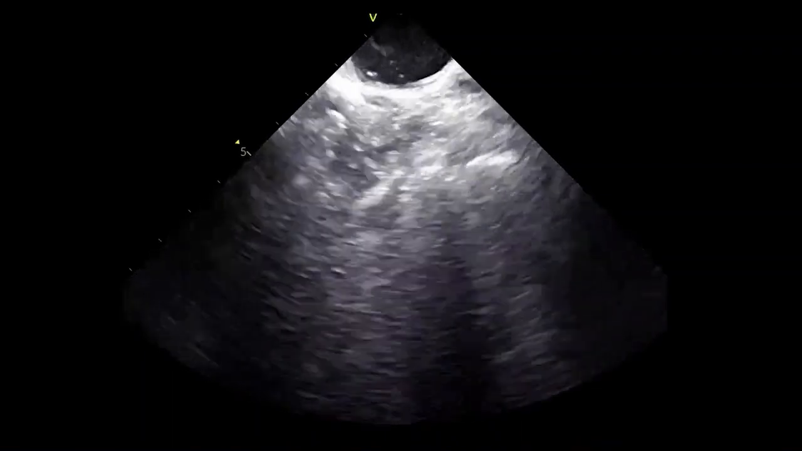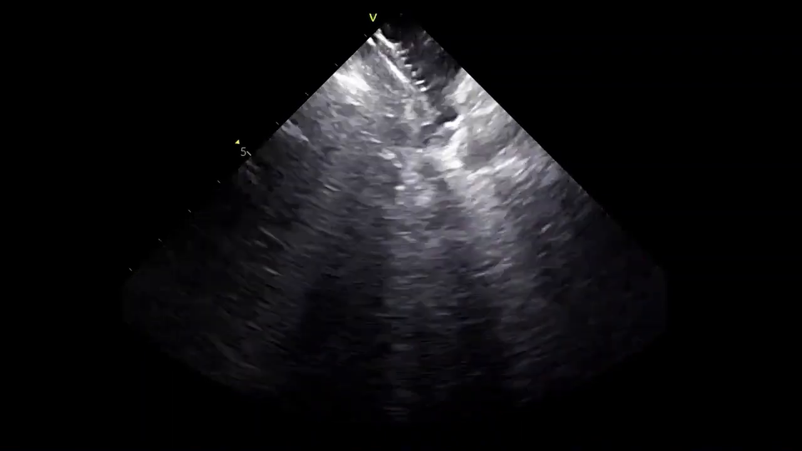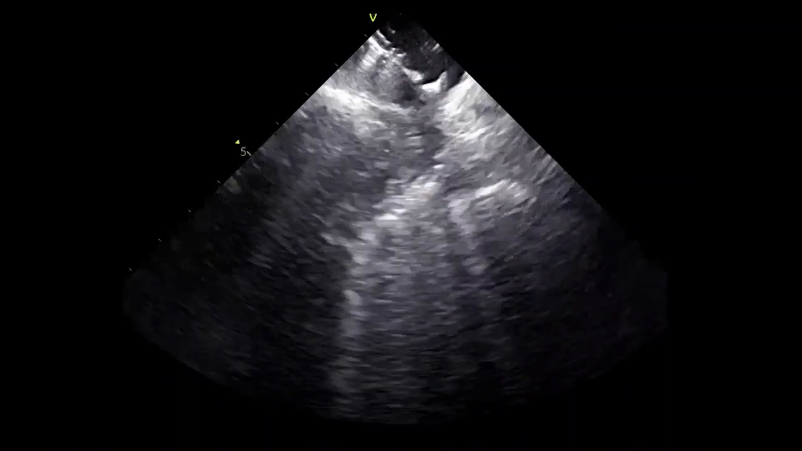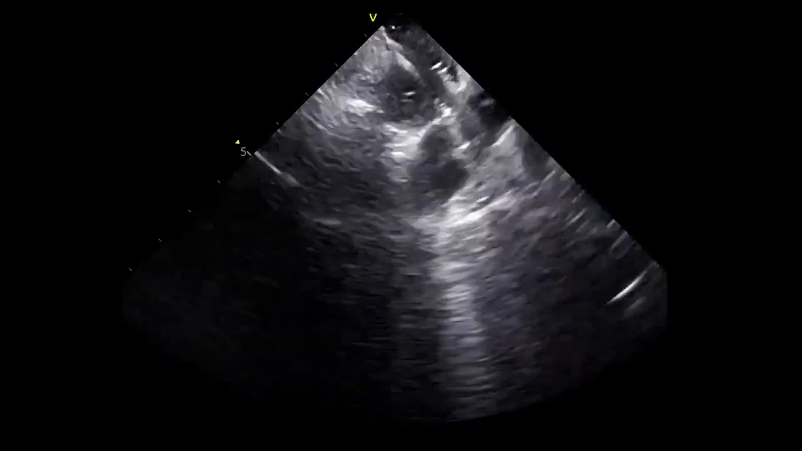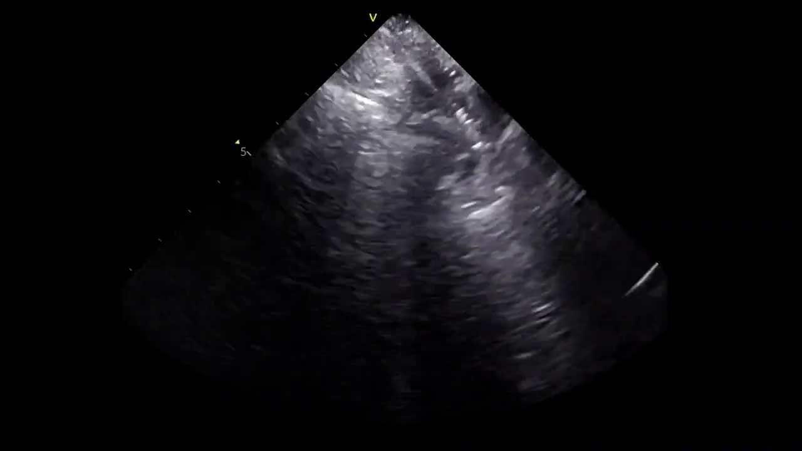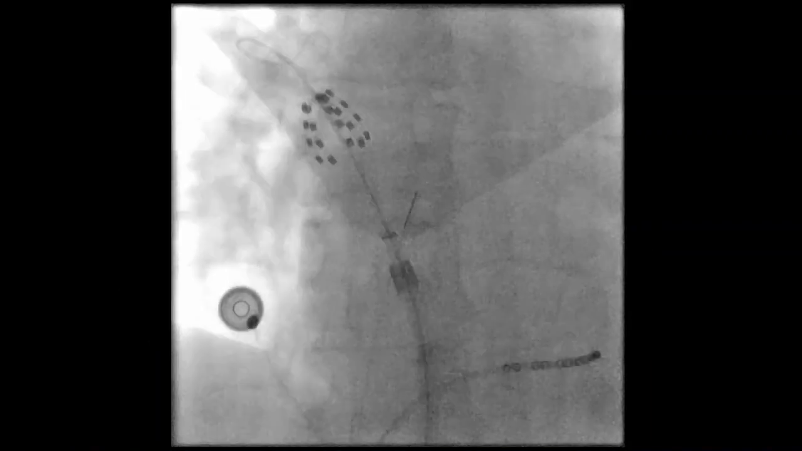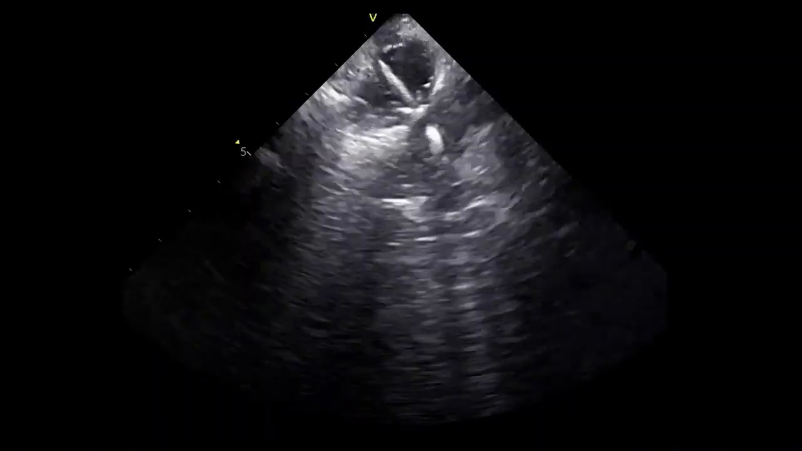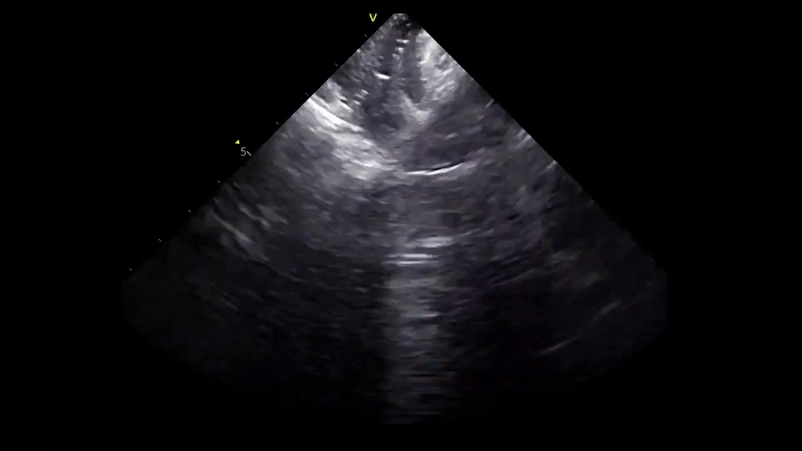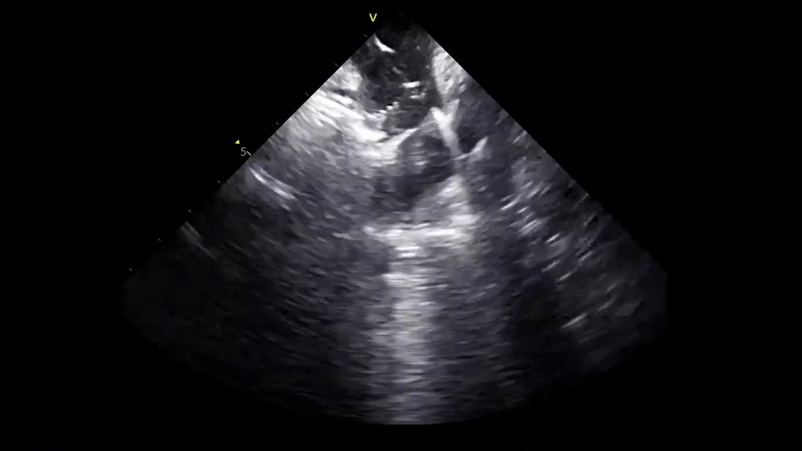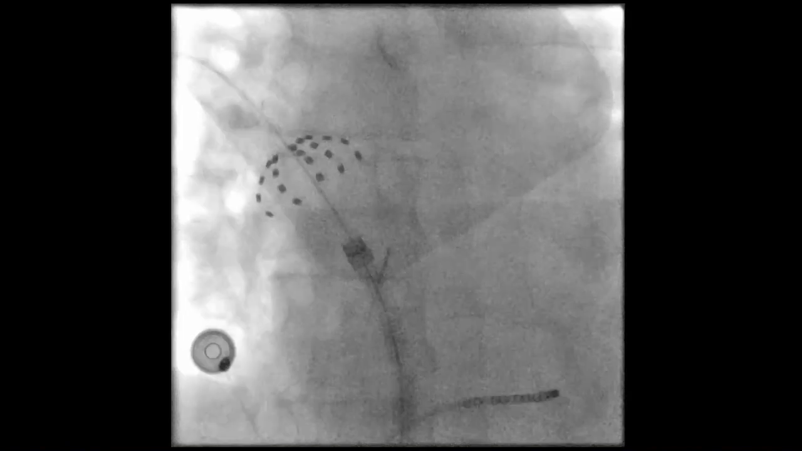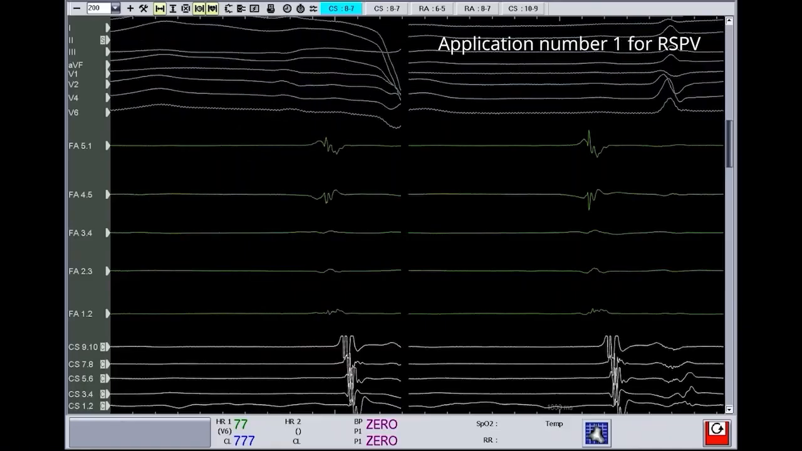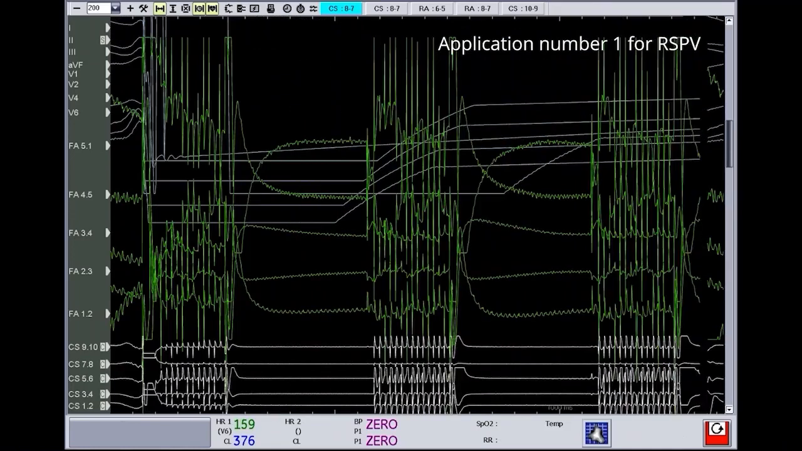To move the catheter from the right inferior to right superior PV, the catheter should be retracted and the sheath straightened and rotated clockwise. Then the right superior PV is cannulated with wire. Basket configuration is created and position is optimized on ICE and fluoroscopy. Then the first 2 applications are delivered.